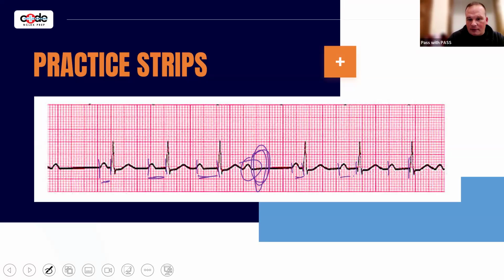Right? My pattern resets itself. I'm getting longer and longer. And then if I was a betting man, I would say I drop a beat, and then I have a P wave and a QRS here. That is a second degree type 1.